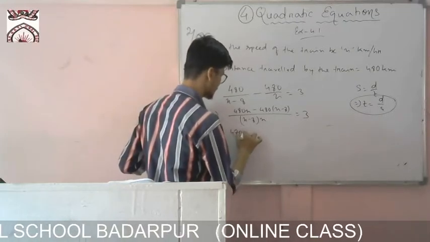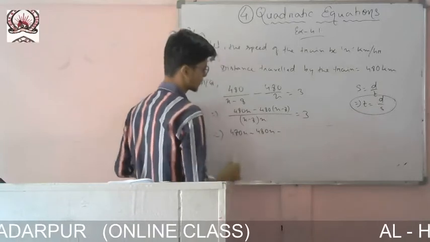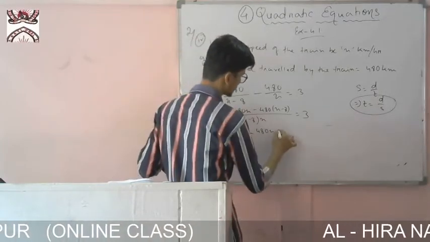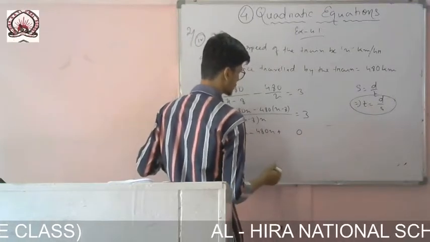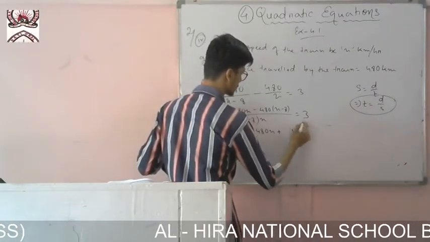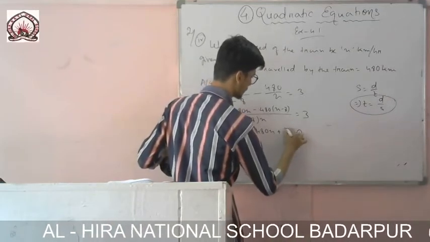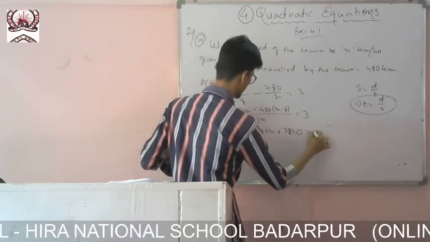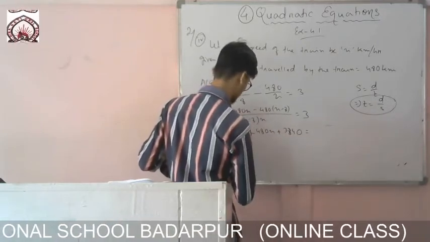So 480 into x minus 480x, and minus minus becomes plus, 480 into 8. 8 into 0 is 0, 8 8s are 64, 4 6 in hand, 8 4s are 32, 38, 3840 equals 3 into this. Let me write it later and I'll change the side.